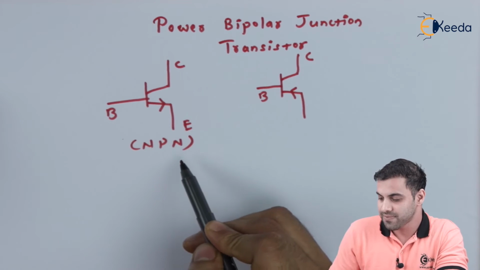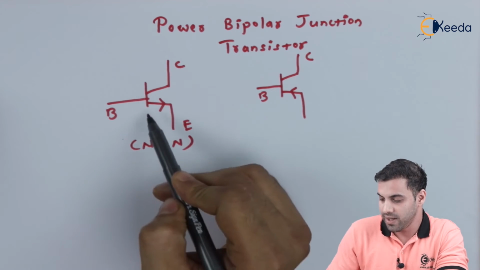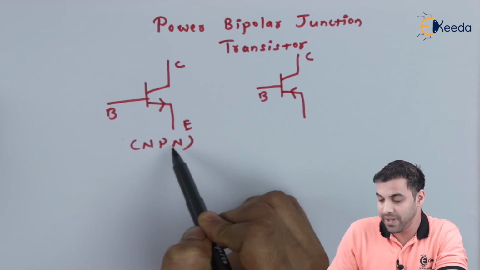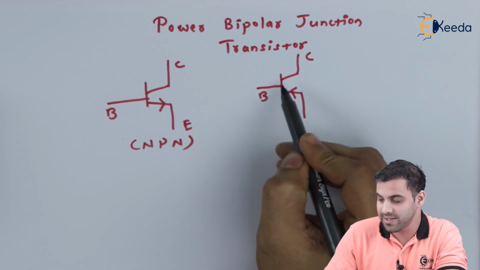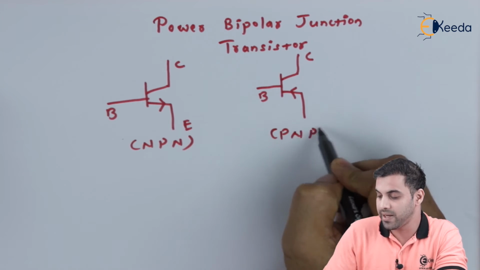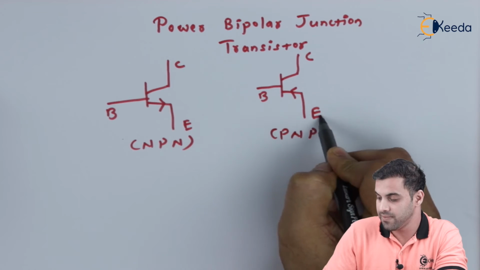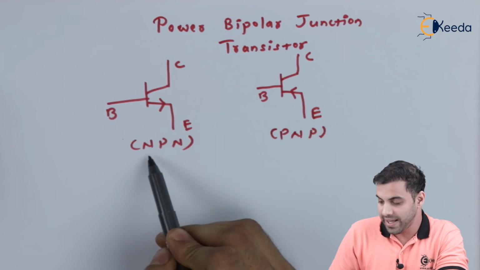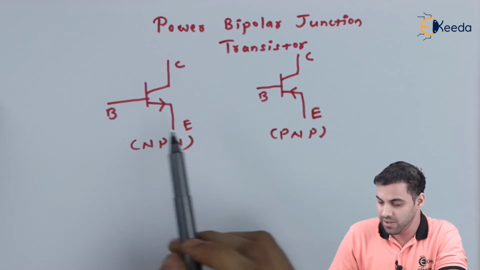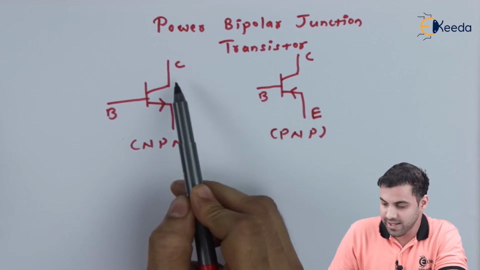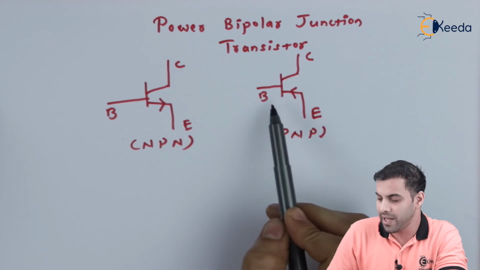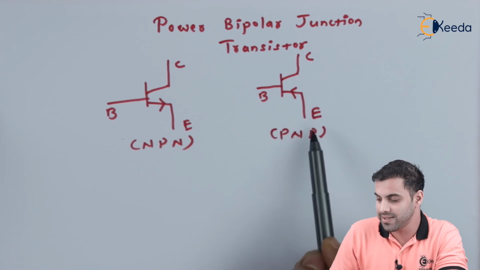So friends, here this is the symbolic diagram of an NPN transistor and this is the symbolic diagram of a PNP transistor. In the case of an NPN transistor, we are all very familiar with it. B is called the base, C is the collector, E is the emitter. For the PNP transistor, again B is the base, C is the collector, E is the emitter.